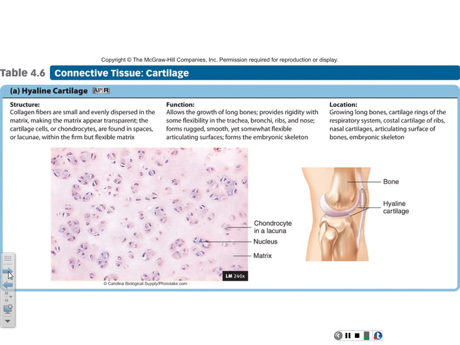You can see cells, and most of it is the matrix, right? And the cells appear in spaces called lacuna. Okay? The spaces in which the cells are located are called lacuna. And for cartilage, the cells are chondrocytes. Right? Okay, so that's that.